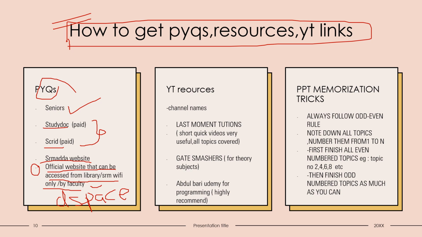And this is given by SRM only for students. Then you have YouTube resources. There is a YouTube channel called Last Moment Tuitions. What they do is take very complex topics, almost every topic, and make them very concise. Mostly it's in Hindi, and they make very short videos for important algorithms and important theory subjects. As the name suggests, last moment tuition.